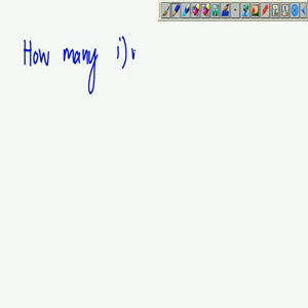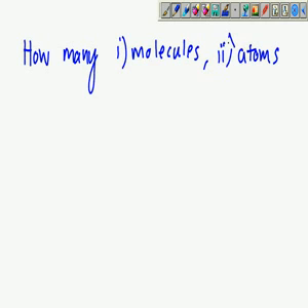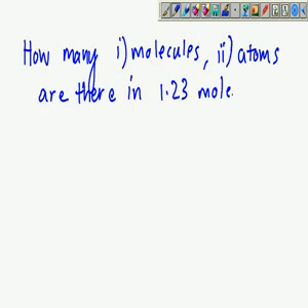Now, I want you to look at another concept. How many molecules? That's number one. How many atoms? Alright? So how many of this stuff are there in 1.23 mole of CO2?